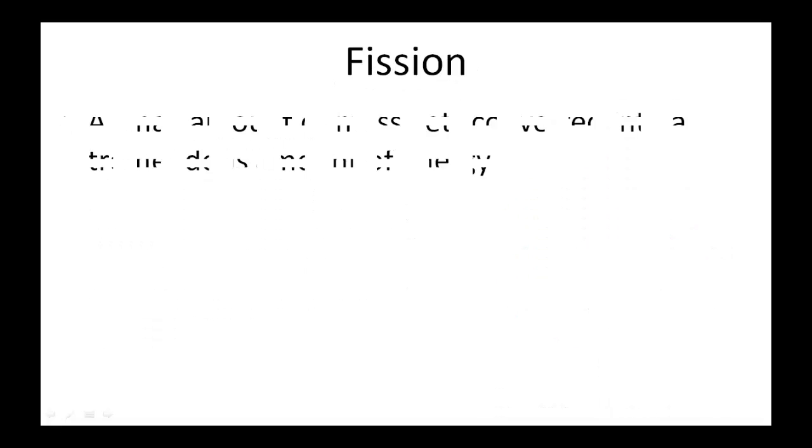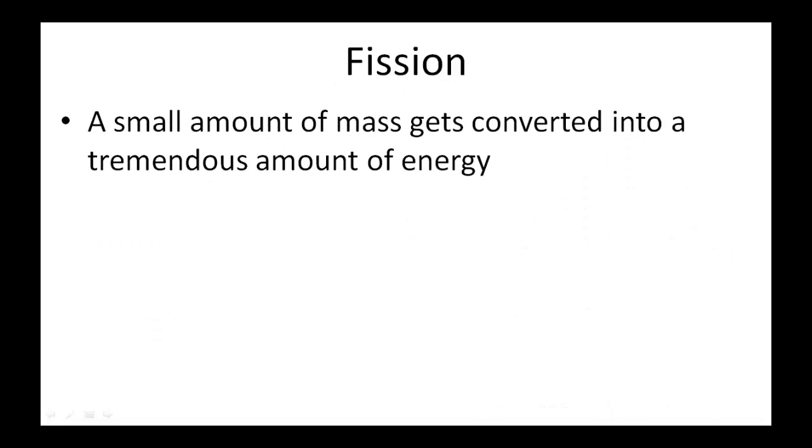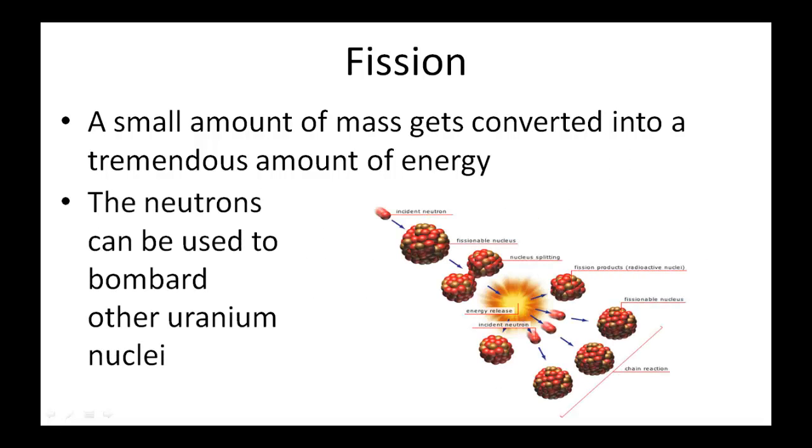During fission, a small amount of mass gets converted into a tremendous amount of energy. The free neutrons, meaning those that are not attached to protons yet, from the previous decay can be used to bombard other uranium nuclei that might be nearby, keeping the reaction going.